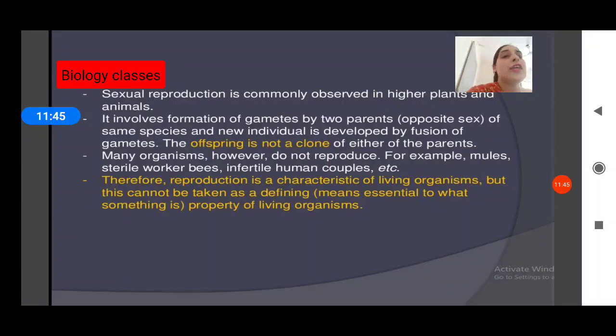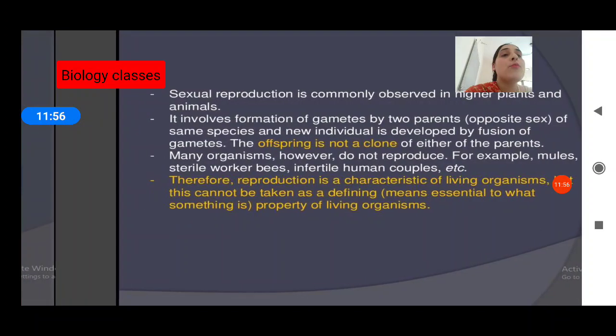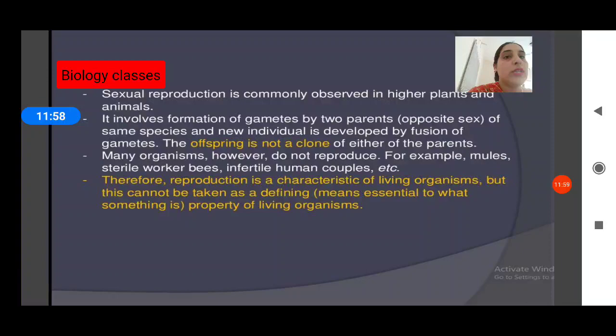Genetic character means all the genetic material is the same as their parents. So clones are the progeny produced by asexual reproduction, and they are morphologically and genetically similar to their parents. But the offspring produced from sexual reproduction are not called clones. Hence, reproduction is the main characteristic of living organisms, but this cannot be taken as a defining property of living organisms.